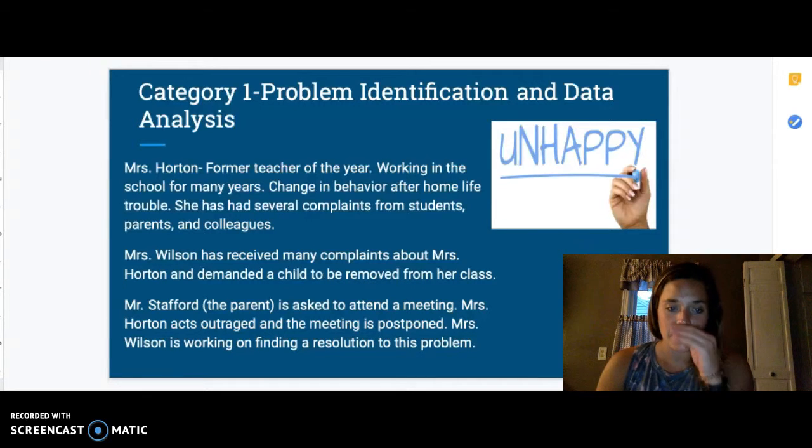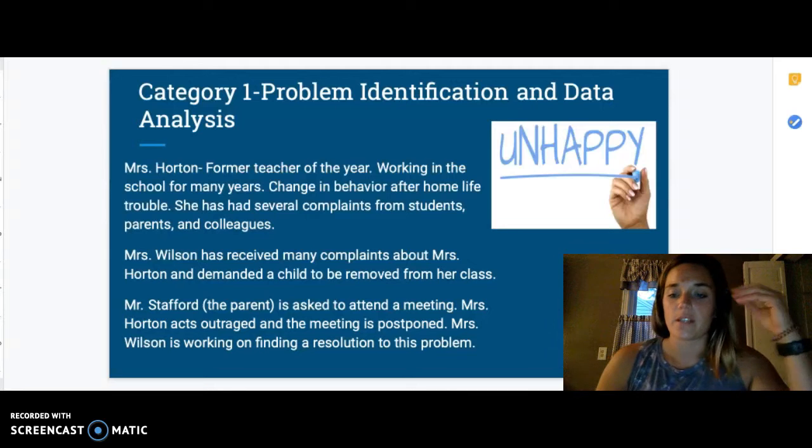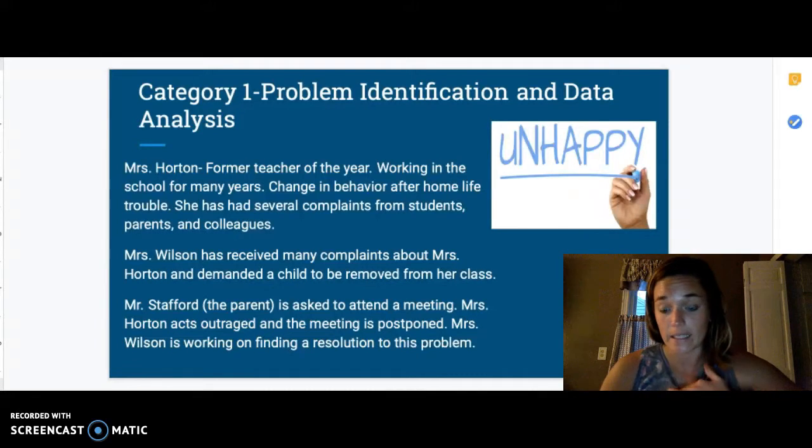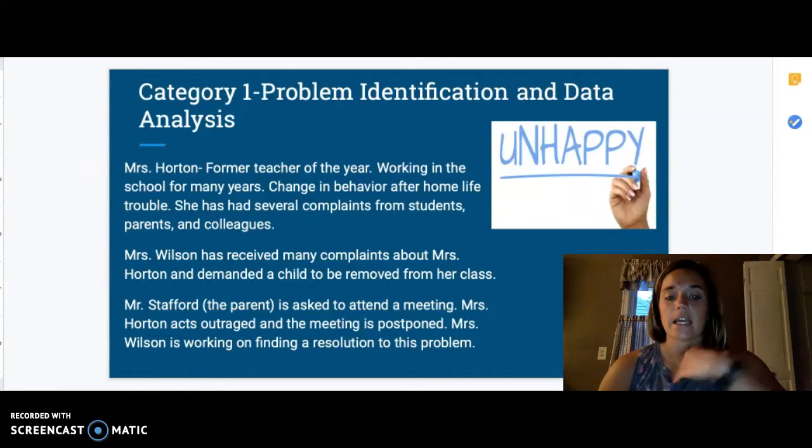So to start off, Mrs. Horton, like I said, has been working in the district, but there was a change in behavior this year, and colleagues have noticed that there may be something going on at home. Mrs. Wilson is the school principal, and she has received multiple complaints about Mrs. Horton from the students' parents that are in Mrs. Horton's class. Some of the parents are asking for their student to be switched out of that class, so Mrs. Wilson set up a conference to meet and talk about what potentially they could do.